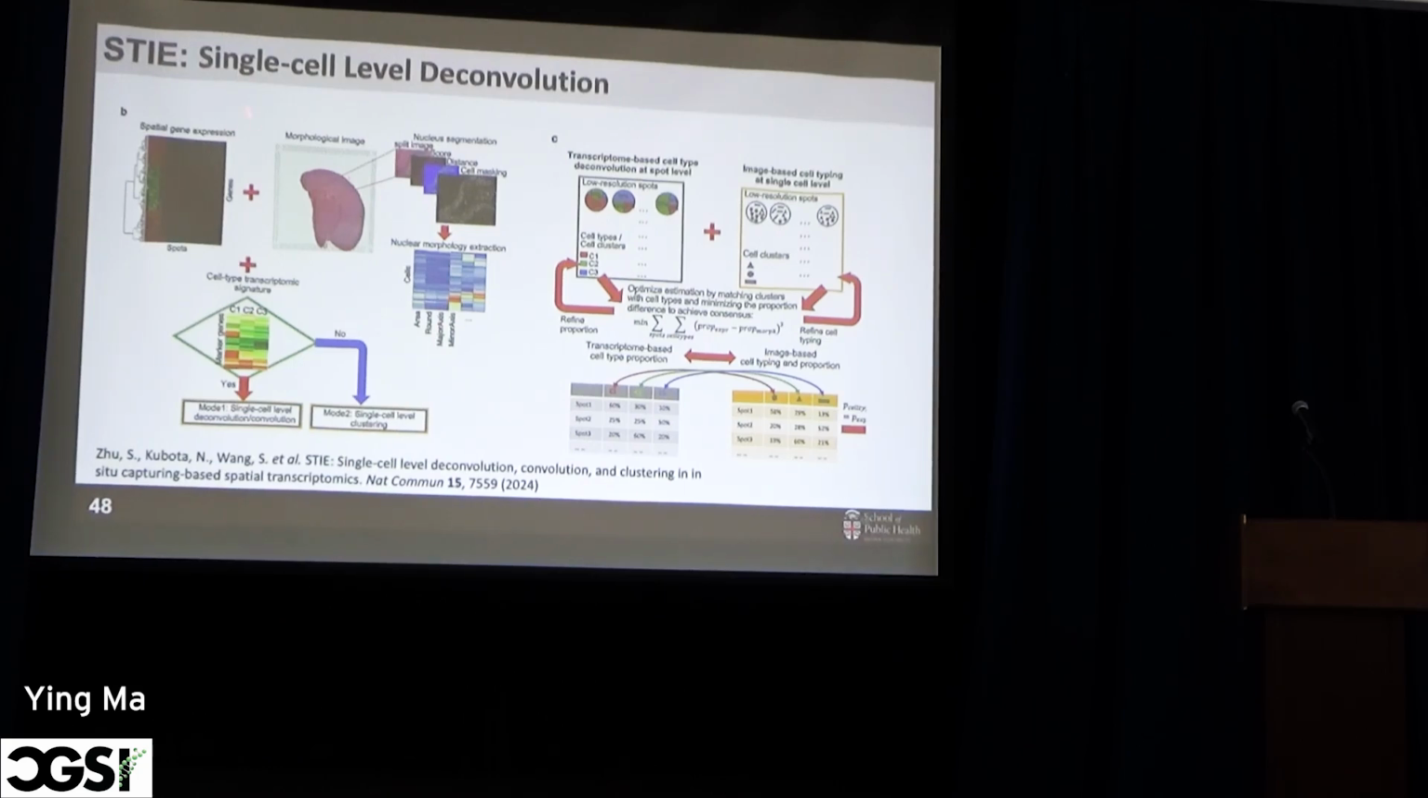And then they do two deconvolutions. One is based on the gene expression profile, and one is based on the imaging profile. And then they minimize the similarity between these two profiles. Because you have the imaging segmentation information, you actually know what single cell exists in the spatial location. So that's why, finally, in their results, they actually estimate the individual single cell information in each location, and then the proportion is calculated based on that.